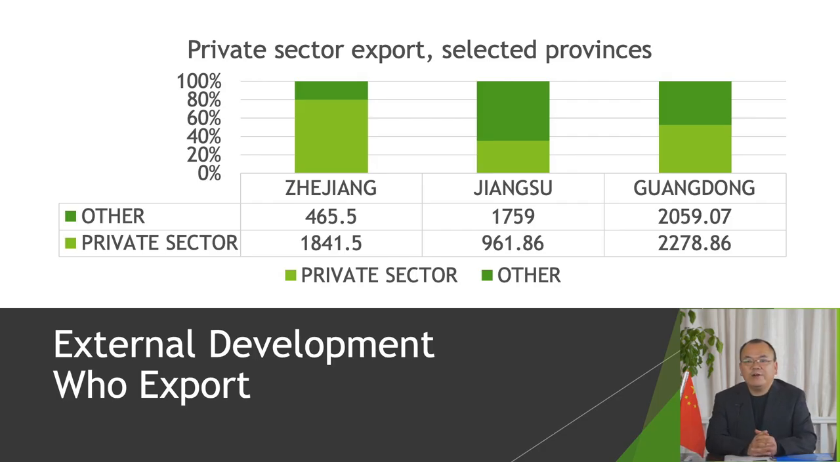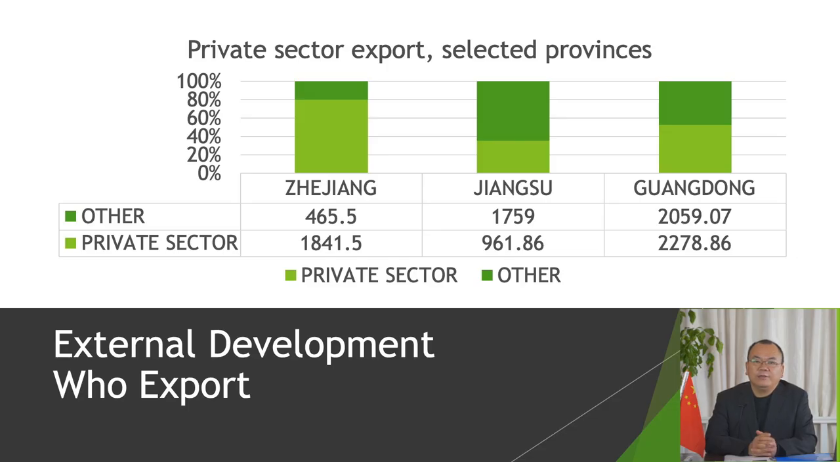And another very important feature of Zhejiang export is that for Zhejiang province, another 80% of the export is made by private sector. Compared with Jiangsu and Guangdong, for Jiangsu, you can see the private sector export less than 50%, and Guangdong is around 50%.